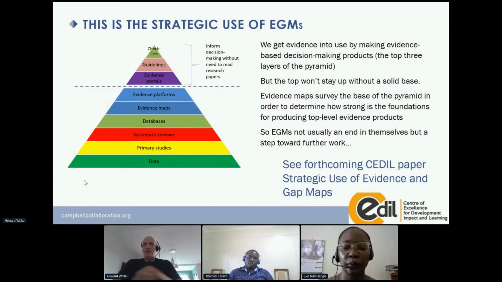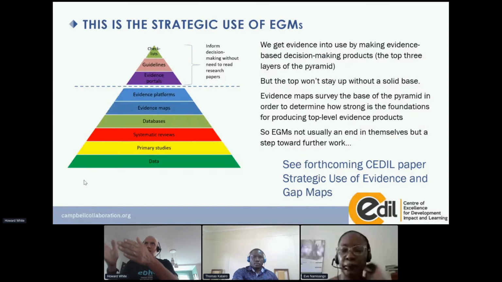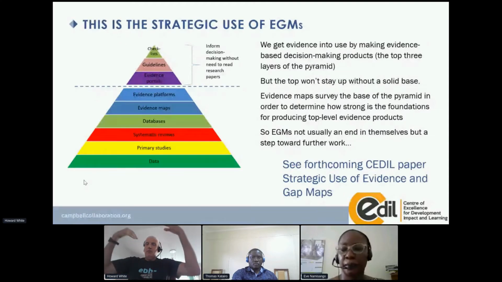So as I said, EGMs are not an end in themselves. We normally do them as a step towards further work, and YF commissioned the map with this intention. This is why they commissioned the map to identify what reviews are there, what reviews are needed. They're commissioning reviews, so using the map to identify reviews to commission, but also identify where reviews exist so they can build the top of the pyramid.